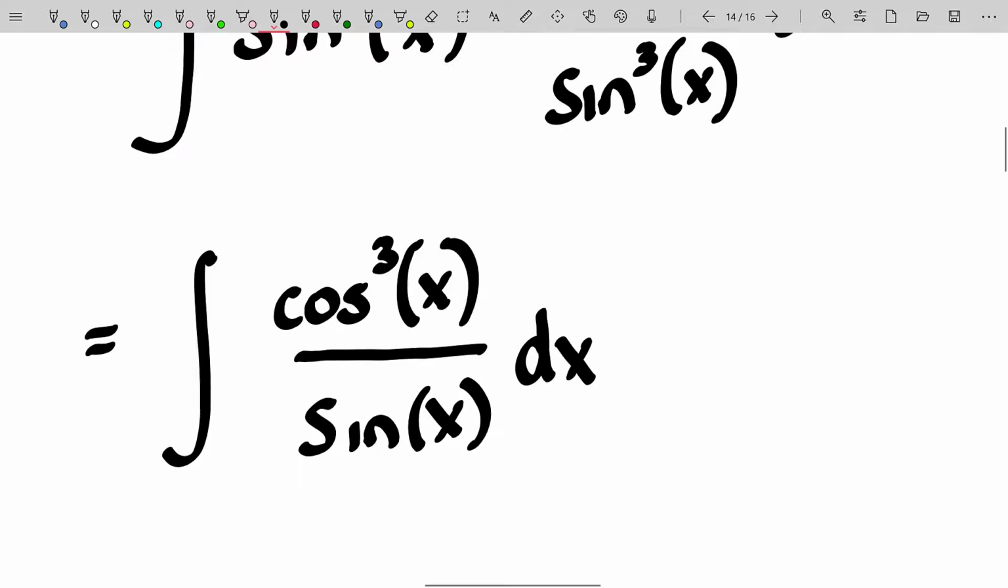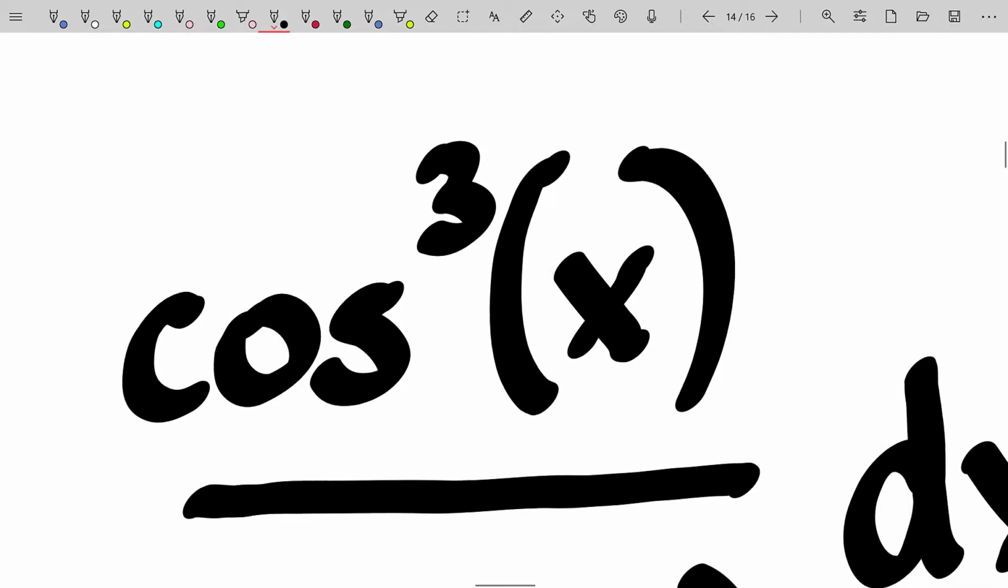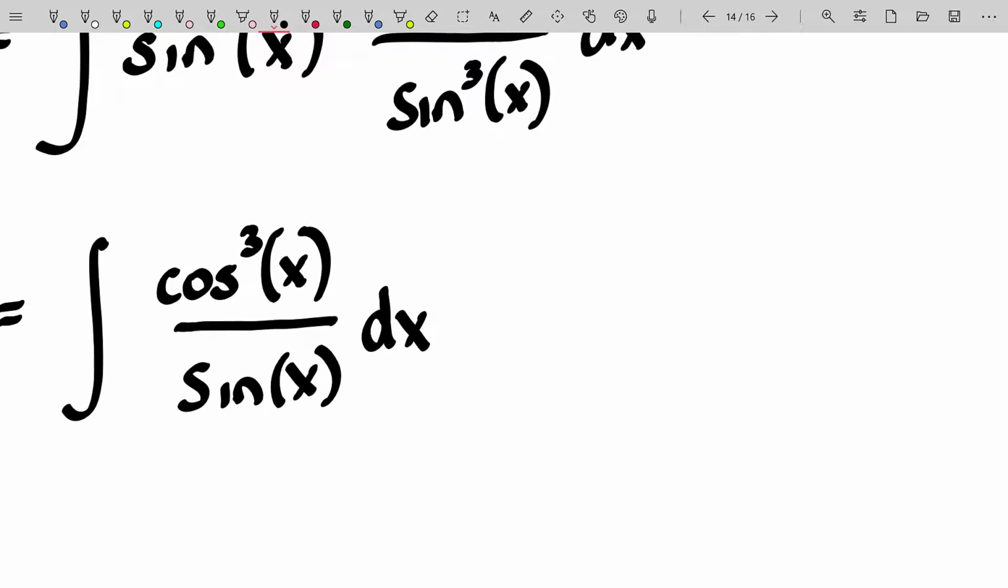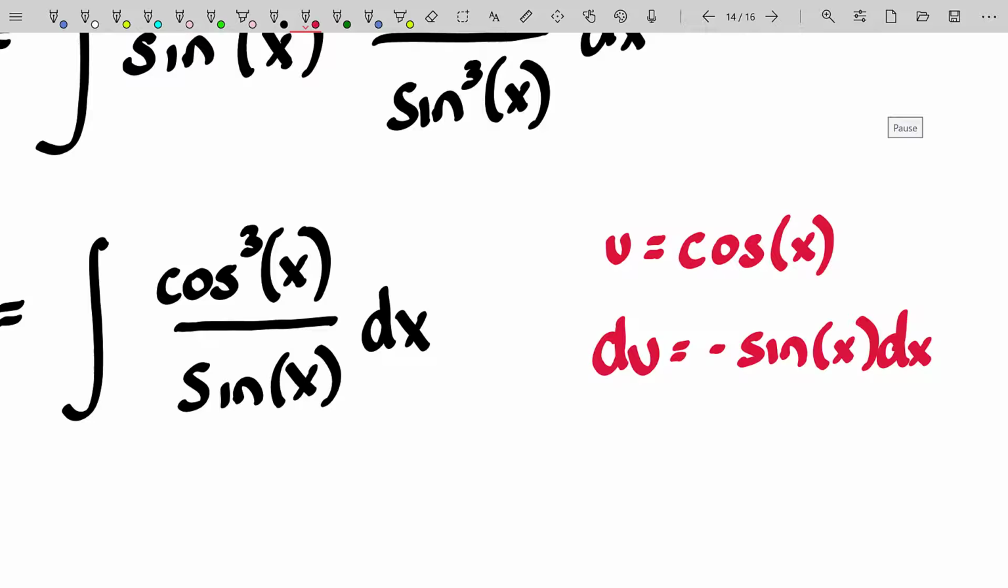Now, some people will say, why don't I allow u to equal the cosine of x? If you were to allow u to equal the cosine of x, then du would have to steal away a negative sine of x dx. But if you take a look at our integrand, we have a dx to steal away, but in that numerator, we just don't have a sine of x as well. So that would be a bad substitution.